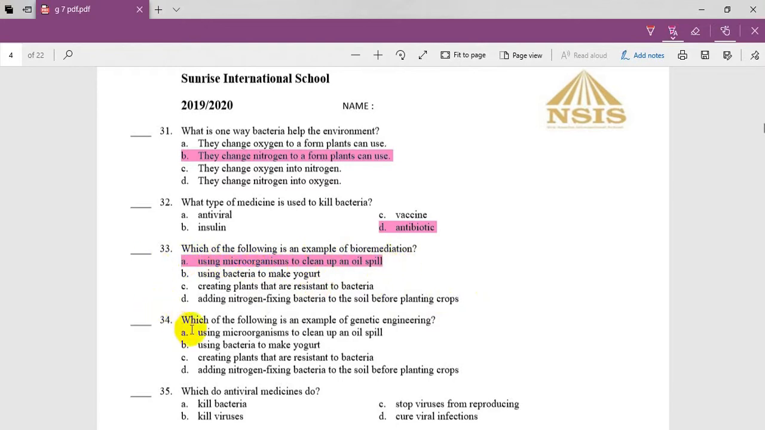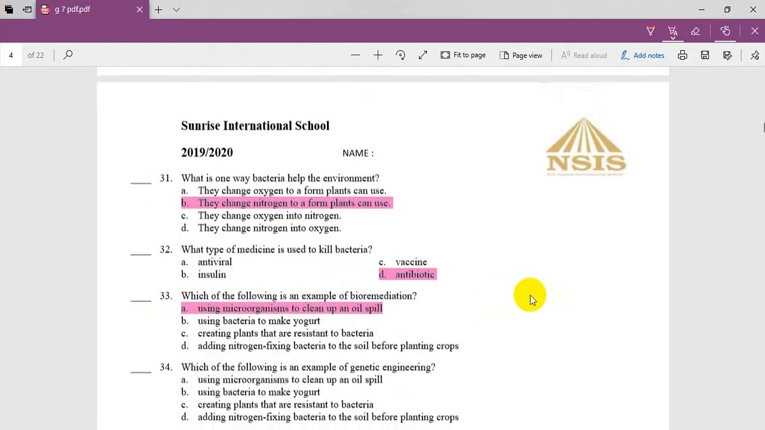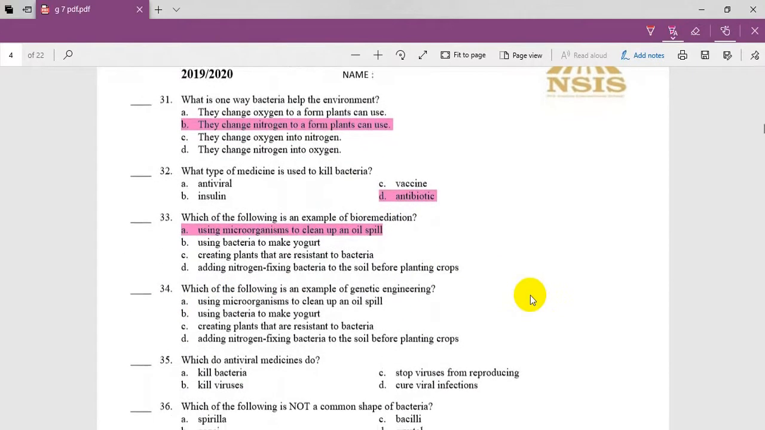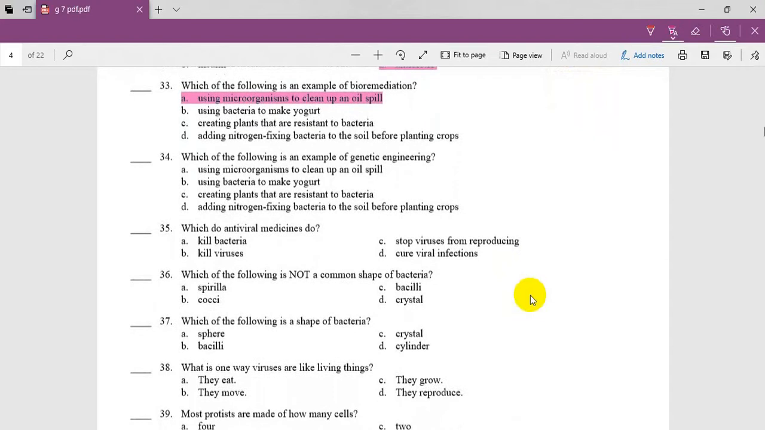Question 34. Which of the following is an example of genetic engineering? In genetic engineering, scientists change the DNA of organisms. So which one here includes changing the DNA of organisms? Letter A, using microorganisms to clean up oil spills, we said that is called bioremediation, or using bacteria to make yogurt, or creating plants that are resistant to bacteria, or adding nitrogen fixing bacteria to the soil.